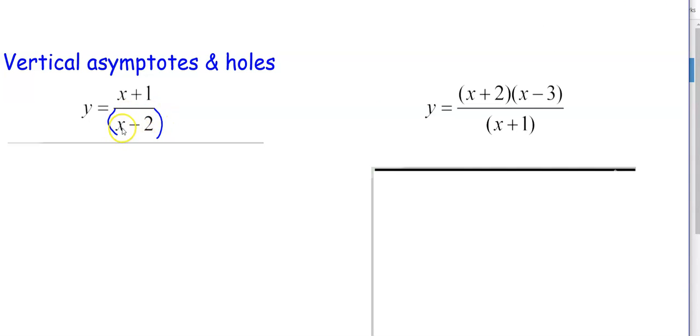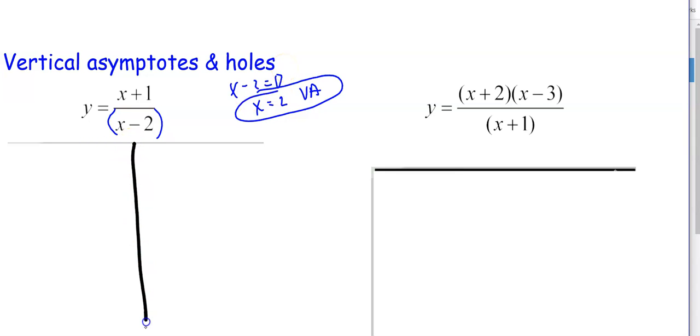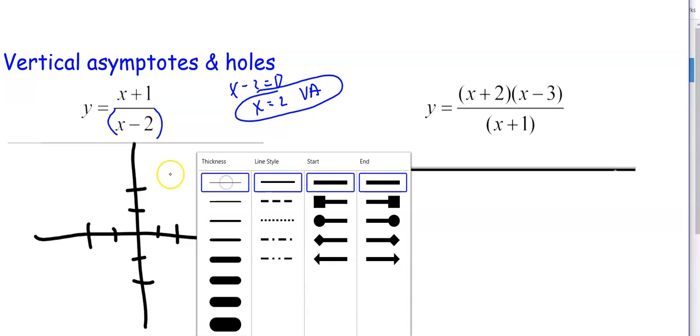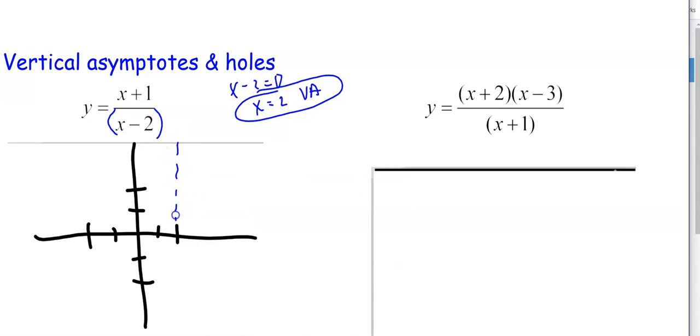So if you plugged in a 2 there, I mean, you could always just solve this x minus 2 equals 0 and solve it for x equals 2 is the vertical asymptote there. So that's your vertical asymptote at x equals 2. So if you have your graph, for this one, right away we know there's a vertical asymptote at x equals 2. So you would draw that first at x equals 2. Notice I used the equation for that.